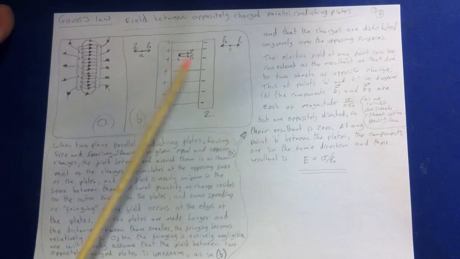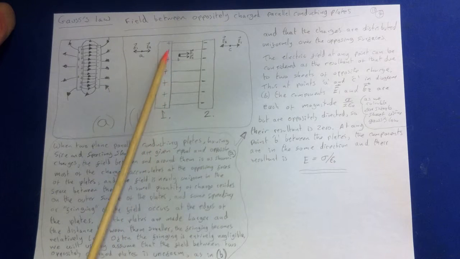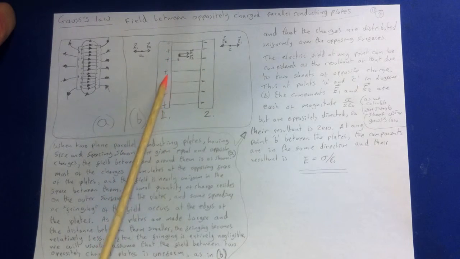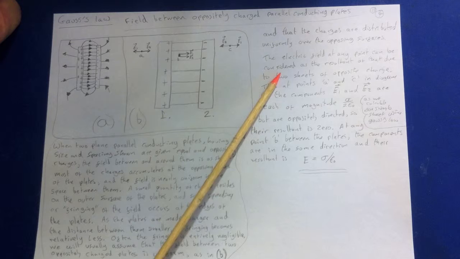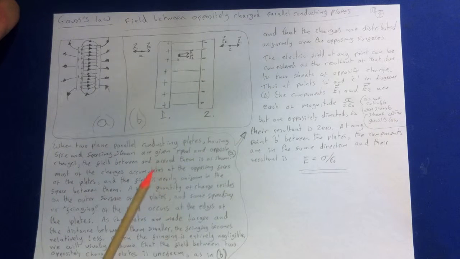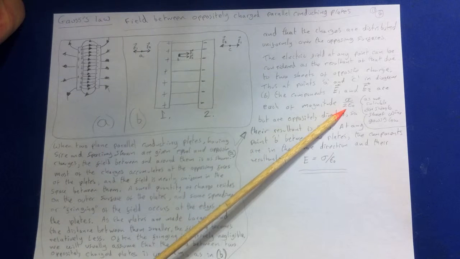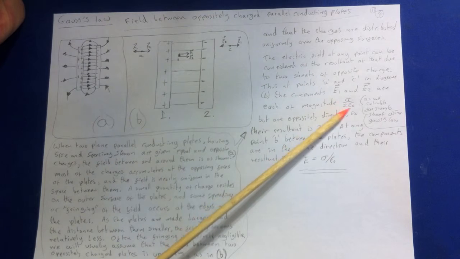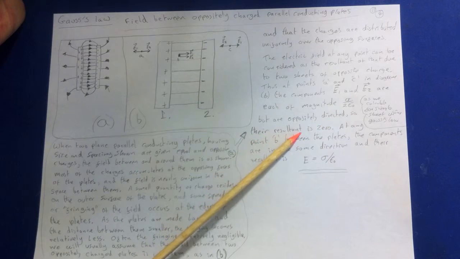So now we're going to make this assumption that there's no outer charges, and all the charges are distributed between the two plates on the surface as shown here. The electric field at any point can be considered as a resultant of that due to two sheets of opposite charge. Thus at points A and C in the diagram, the components, in other words electric field 1 and electric field 2, are each of magnitude the charge density divided by 2 epsilon naught, but are oppositely directed, so the resultant is 0.